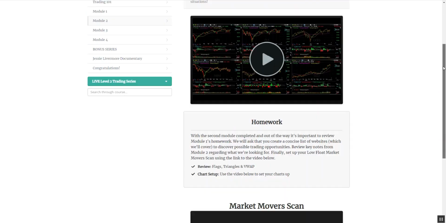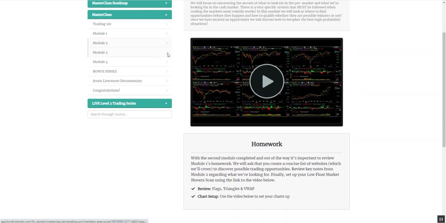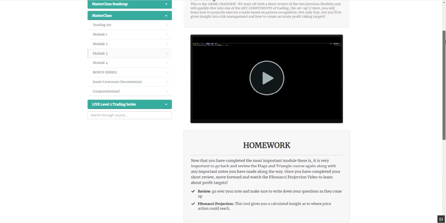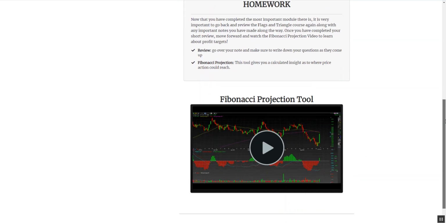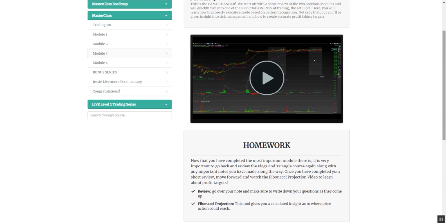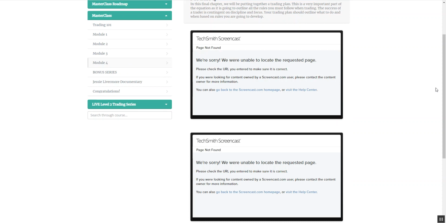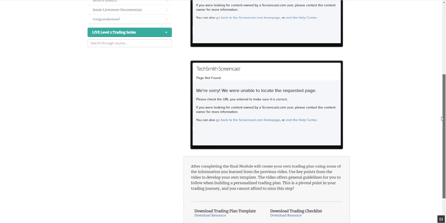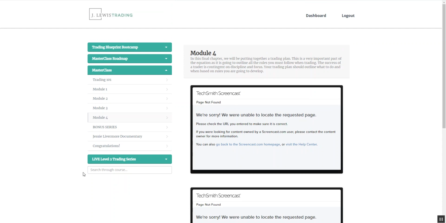You'll see that, again, there's more stuff here. There's that market mover scan in Module 2. Module 3 is going to give you some more insight into the Fibonacci projection tool. This is something that I use more or less every single day, and this does a deep dive into that. Module 4, we're going to have to upload some new videos in there, but there are some videos in here about the VWAP and stuff like that I use.